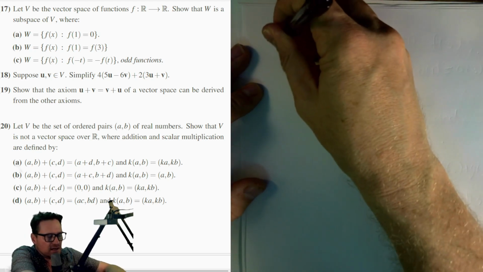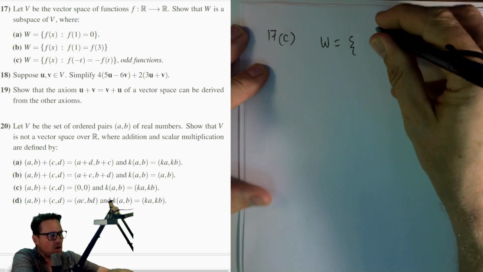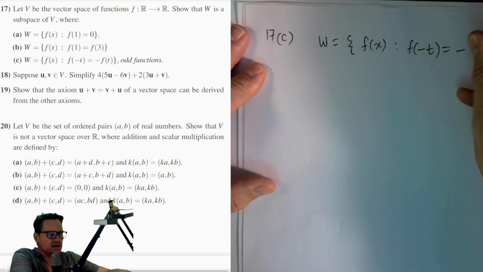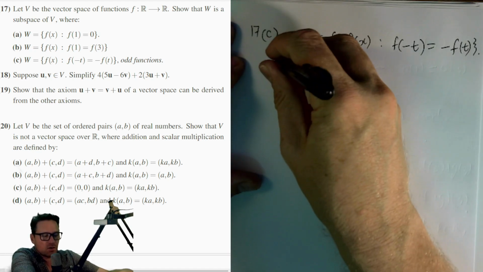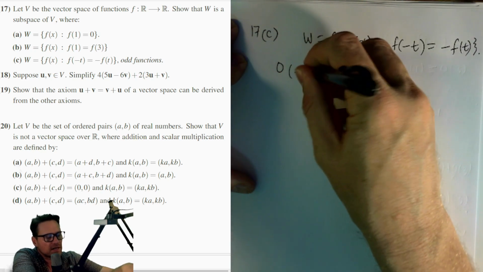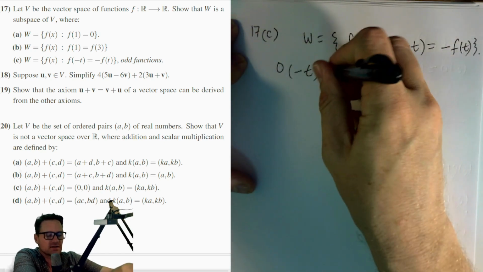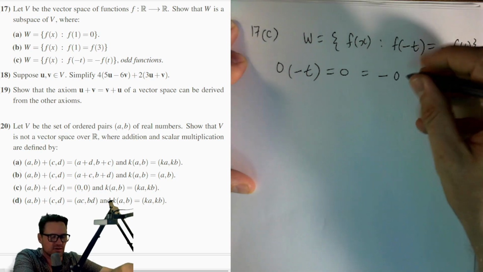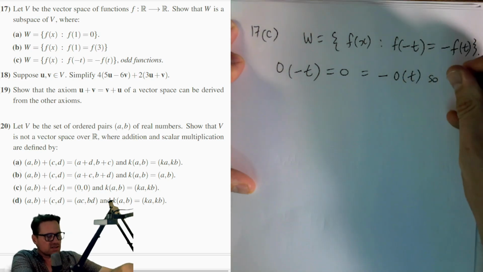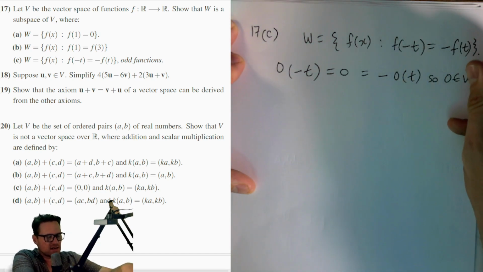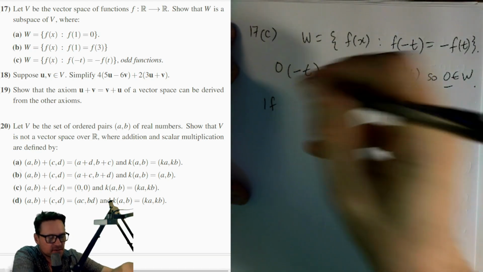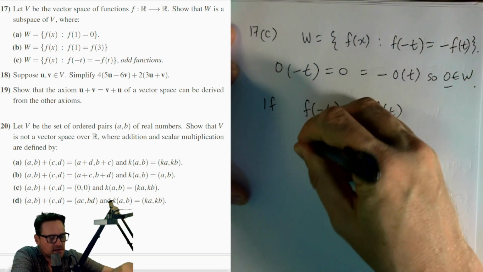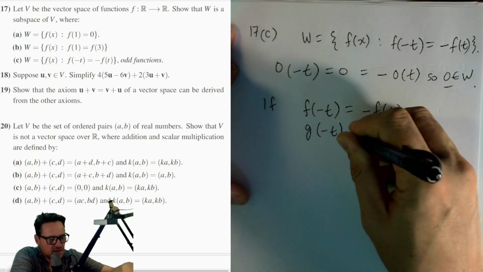Okay, part C, W is the set of all odd functions. So in other words, f of minus t is minus f of t. So 0 of minus t is the 0 function. This is 0, and so that's minus the 0 function acting on t, and so we see that 0 is in W.